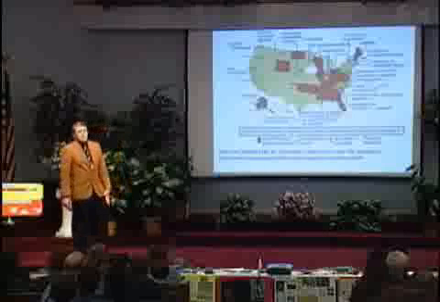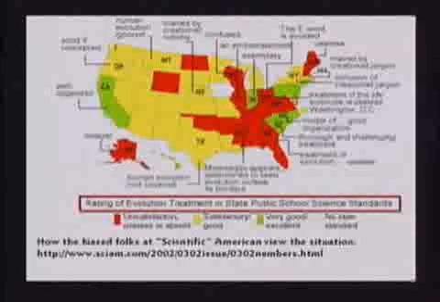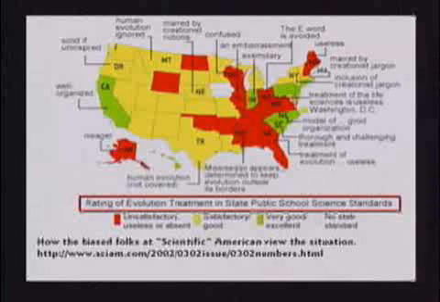Now, this chart shows how the atheists rate the United States based on how well they teach evolution. If your state is red, they think you're doing a lousy job of teaching evolution. Yay. Go Wisconsin. All right. The green states are going to do a very good or excellent job of teaching evolution. They ought to be ashamed of themselves.